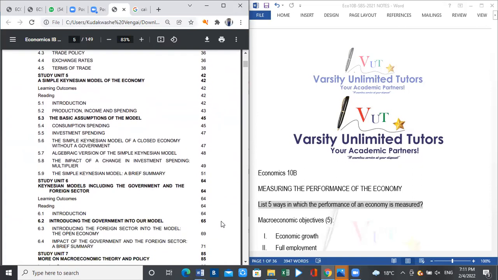This unit deals with what is the Keynesian economy. Try to mute them there.